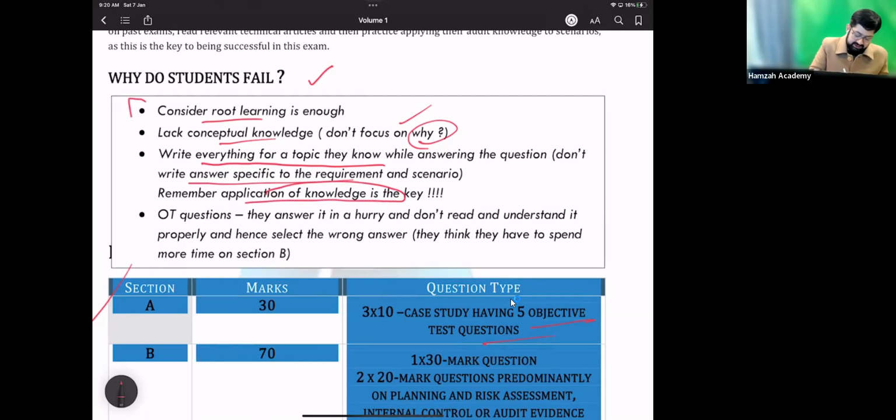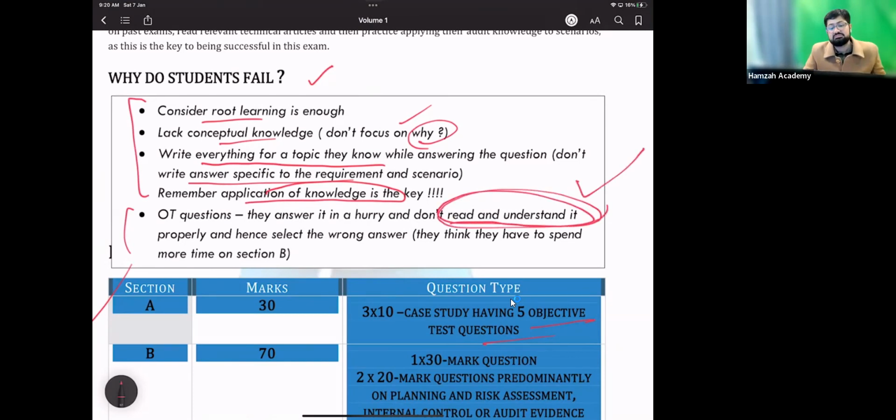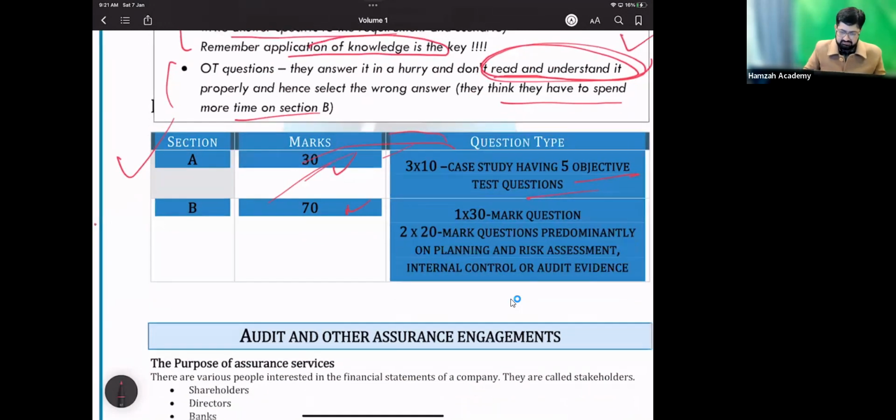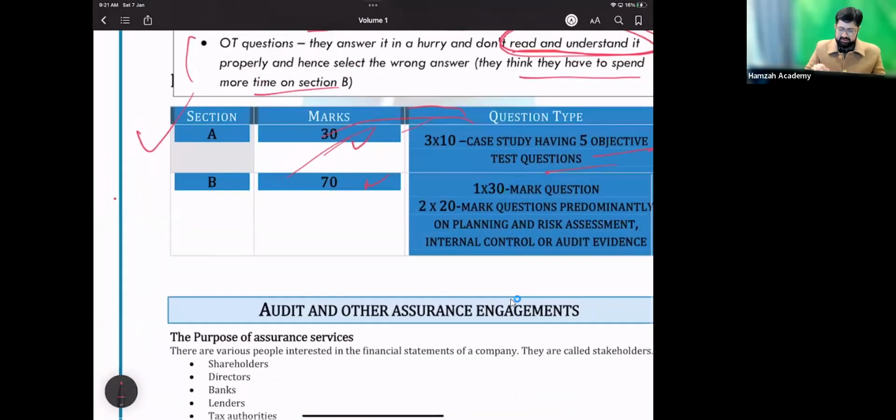And then comes the objective test question. Why do students lose marks? The first thing is thorough understanding. If there is a problem there, then of course you will not be able to solve. The second thing is that they read the question in a hurry and try to solve it quickly without properly understanding the question. They want to spend more time on section B. That's why I normally say there are 30 marks and 70 marks, section A and B. You must not use the time of section A on section B. Give each section its due time, whatever it needs. Now, students, I hope it is clear to you.